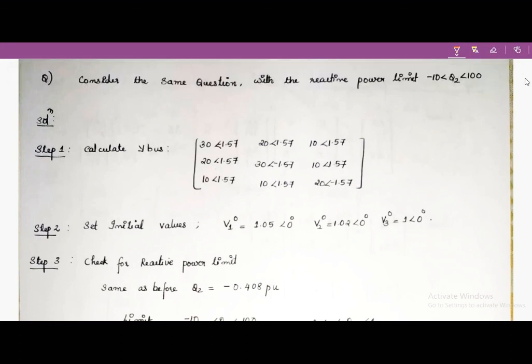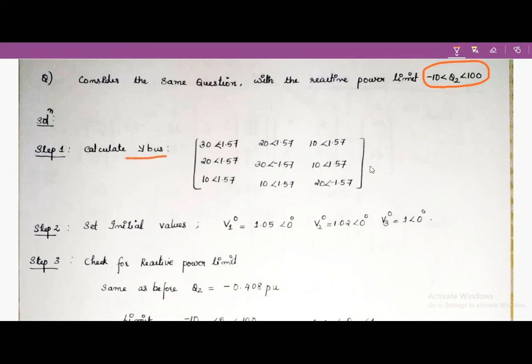We can move on to one more question, and let's wind up with the fast decoupled load flow method. For the same question, the reactive power limit is given as this. This is in MVA, it is not in per unit. What was the first step?